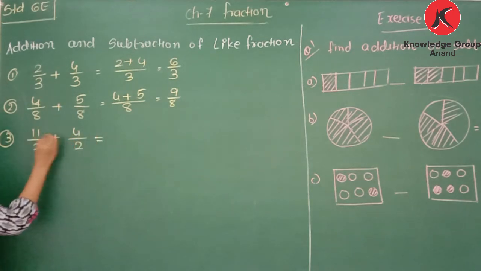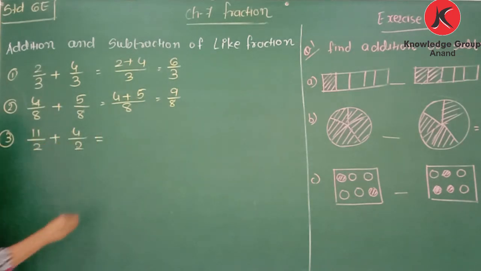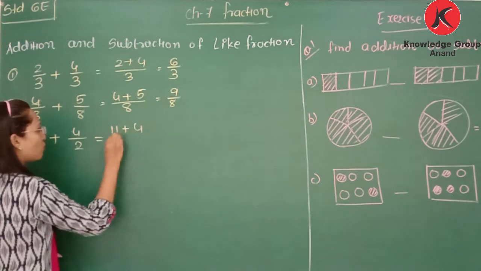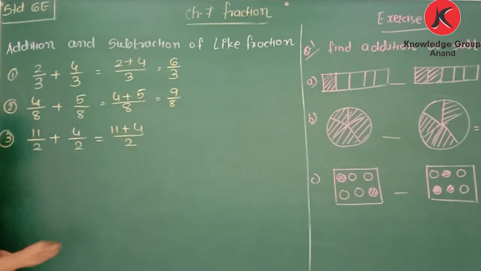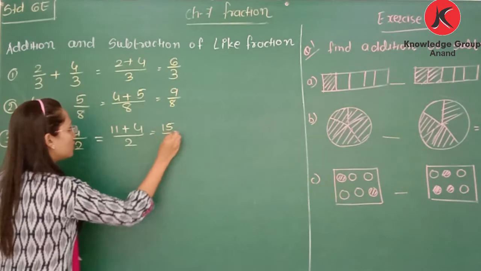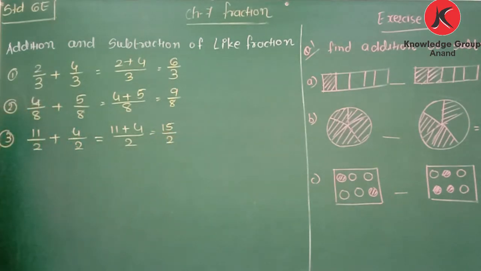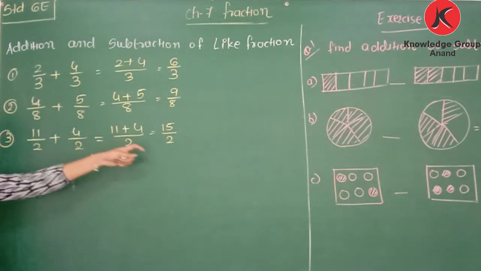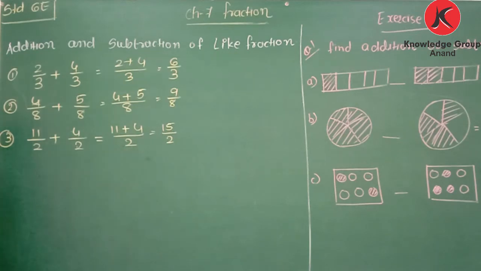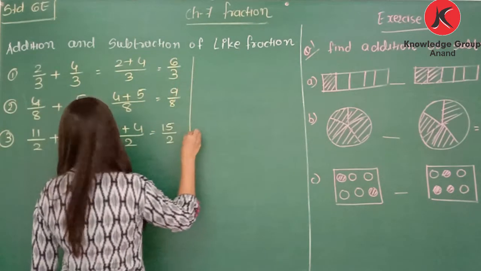Here we have 11 by 2 plus 4 by 2. So we will add 11 plus 4 whole divided by 2. That is 15 by 2. You can also convert this into a mixed fraction or you can leave the answer as it is. You can also write the direct answer.